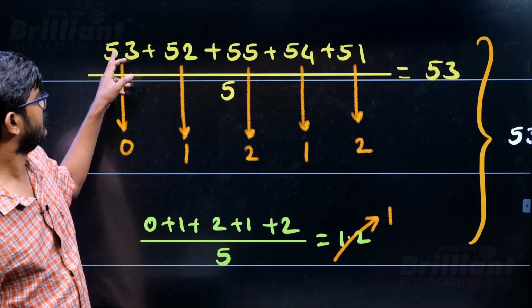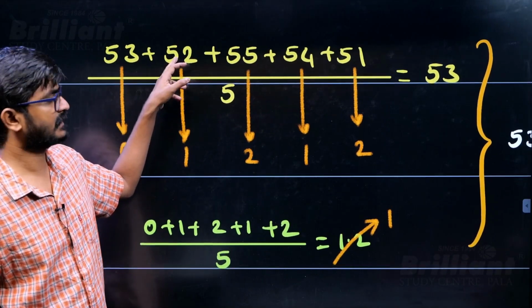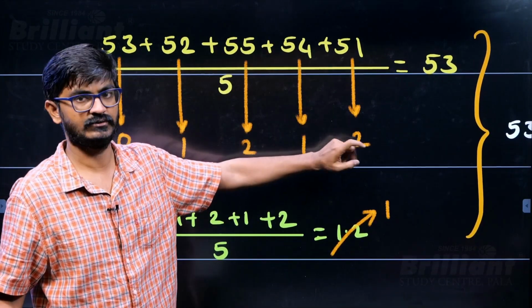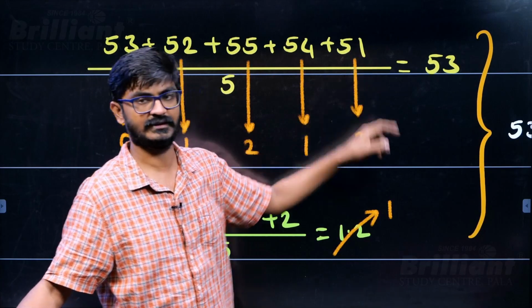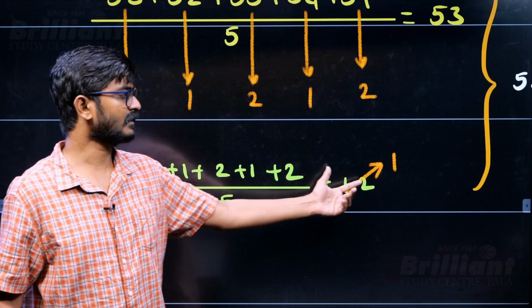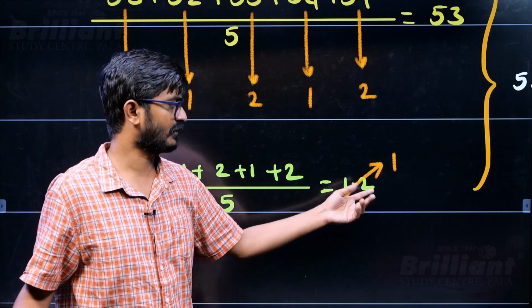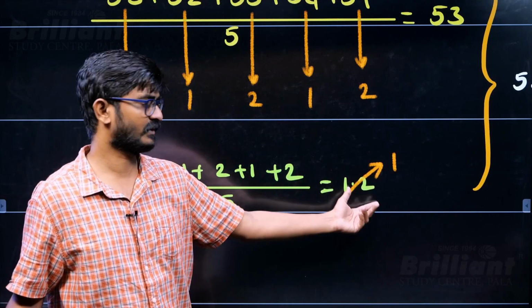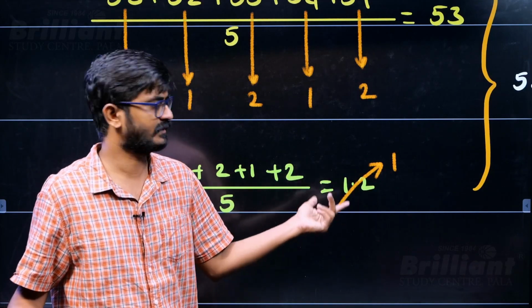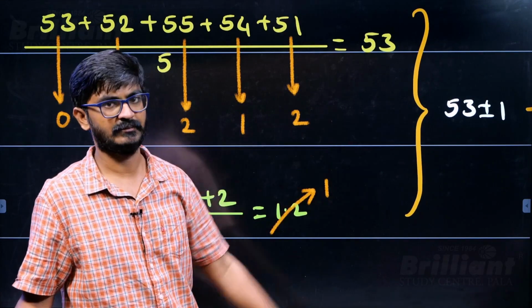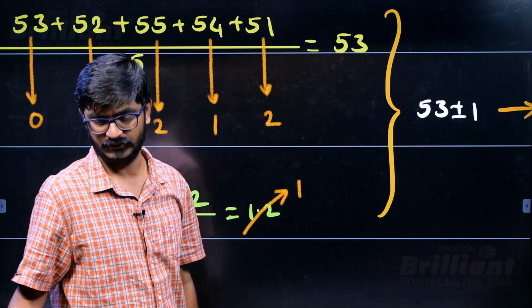So what is the error for the first one? 0. Error for the second one, 1. Third one, 2. Fourth one, 1. Fifth one, 2. Right? 53 minus 51. So the average of the errors will turn out to be 1.2, but error can't be so accurate, so we need to round it off to 1 second. 1.2 second is a very accurate thing, right? How can the error be so accurate? So what is the average value? 53. What is the average error? 1. So 53 plus or minus 1. That's how we need to denote it.